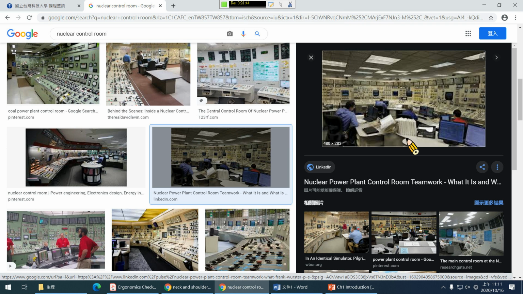Now, if you study the communication between these people, the interaction, working with all these complicated computers, this is called organizational ergonomics.